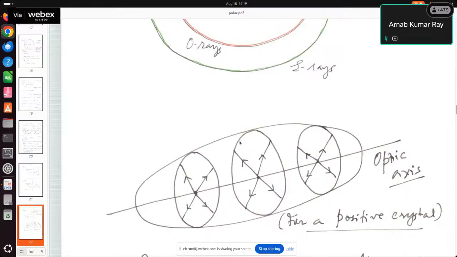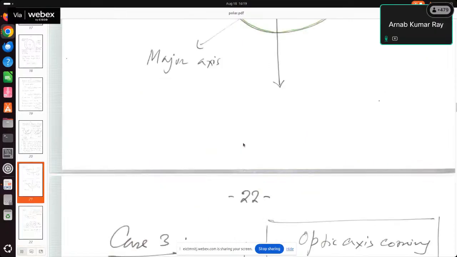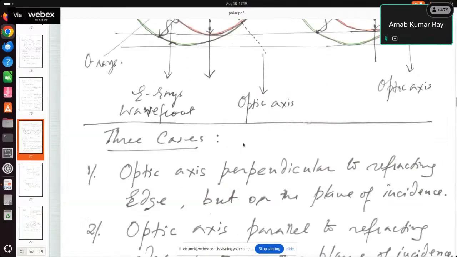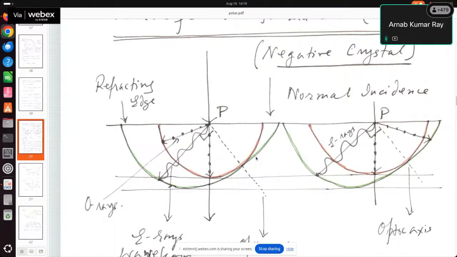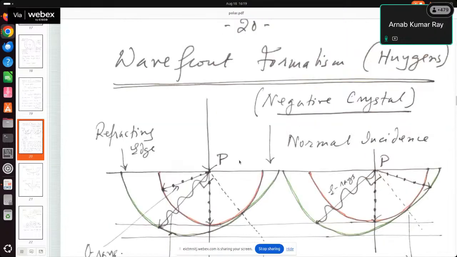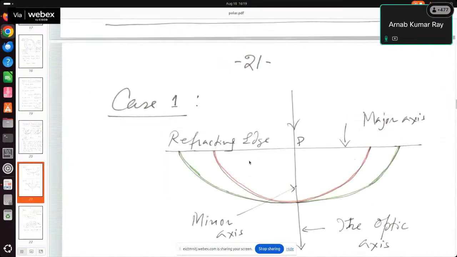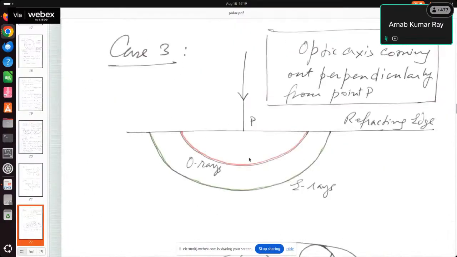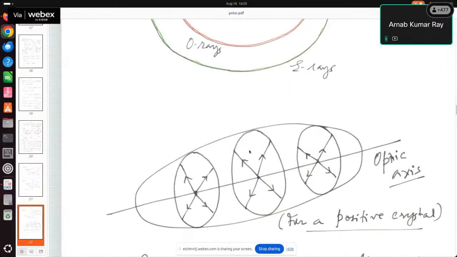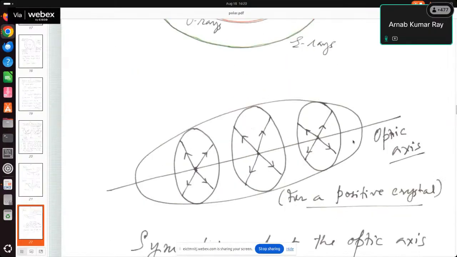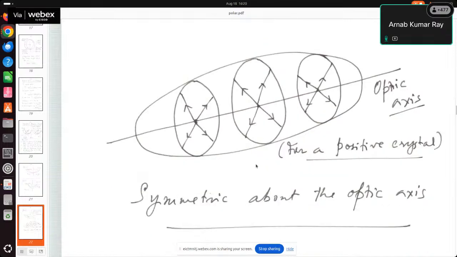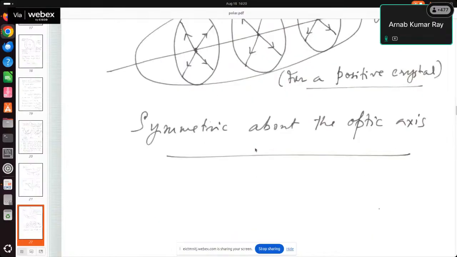So as you can see, for a positive crystal, I have drawn this thing. The discussion that I have held is for a negative crystal. In the case of a negative crystal, the ellipse will envelop the circle. In the case of a positive crystal, the circle will envelop the ellipse. So this is the optic axis, and the circle will be moving out and enveloping the ellipse within it. So it is symmetric about the optic axis in both cases.